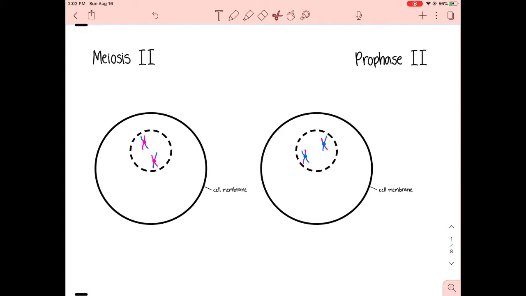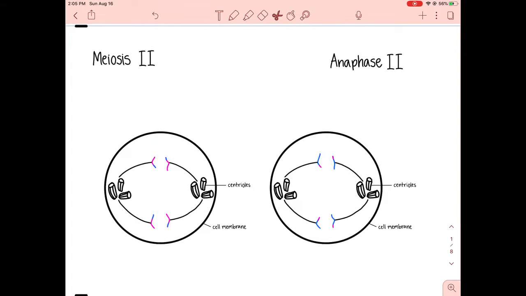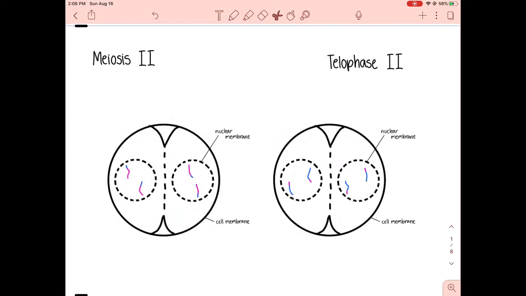After this stage, metaphase II happens, in which the chromosomes line up in the middle of the cell to get on the ride that we will enter next, which is anaphase II. During anaphase II, the chromosomes split up and travel to opposite sides of the cell. Finally comes telophase II, the last phase of meiosis II. During this phase, a nuclear membrane reappears once more and the cells begin to split.